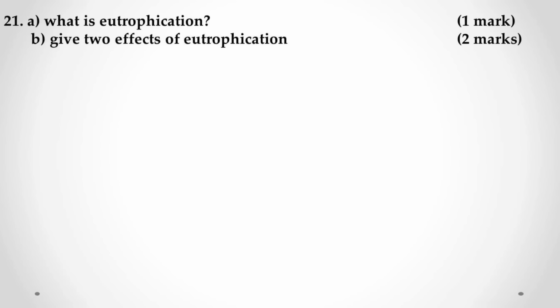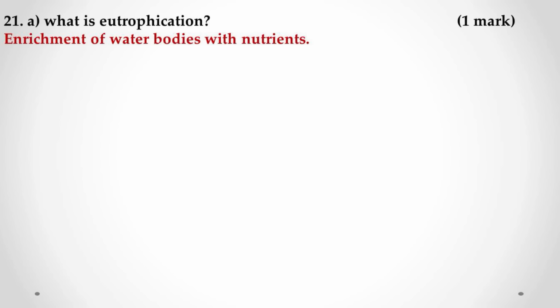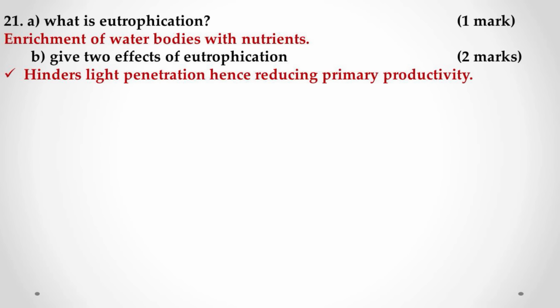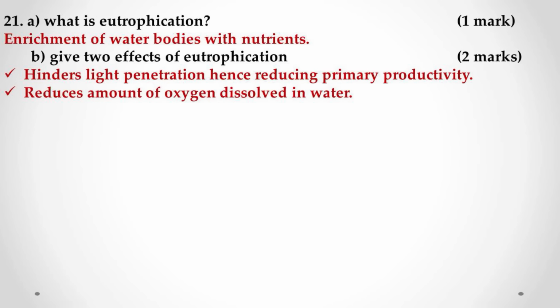Question 21a. What is eutrophication? 21b. Give two effects of eutrophication. Eutrophication is the enrichment of water bodies with nutrients. And effects of eutrophication, one is that it hinders light penetration, hence reducing primary productivity. Another effect is that it reduces the amount of oxygen dissolved in water.